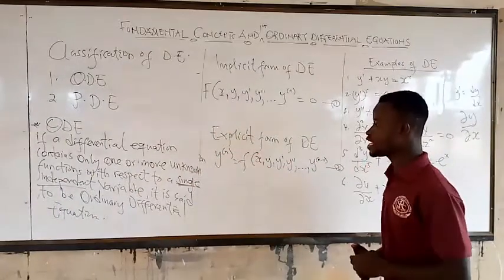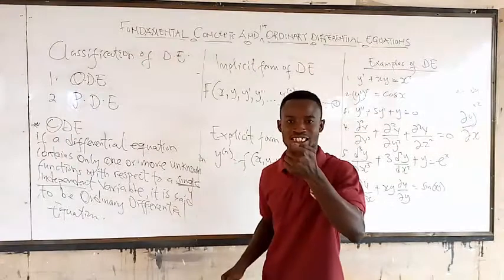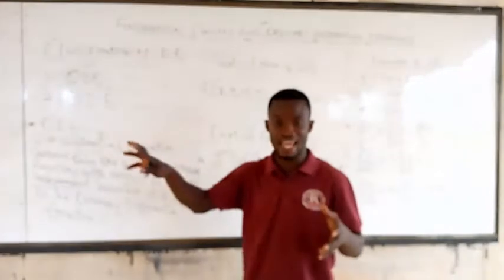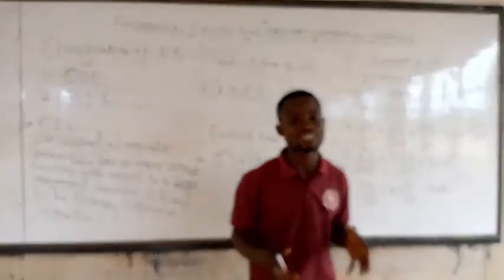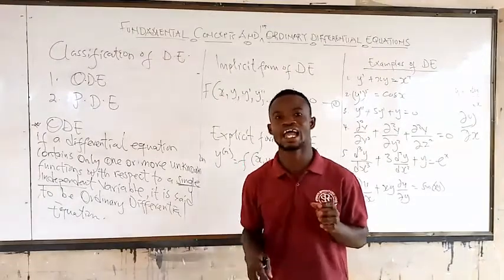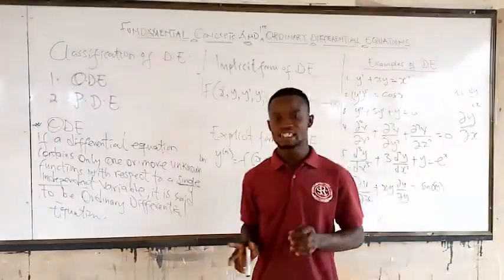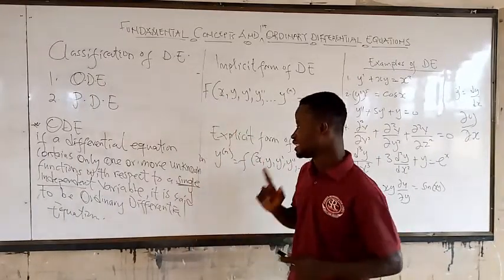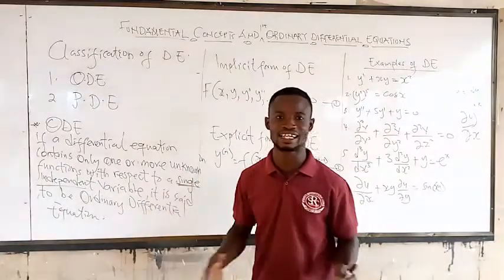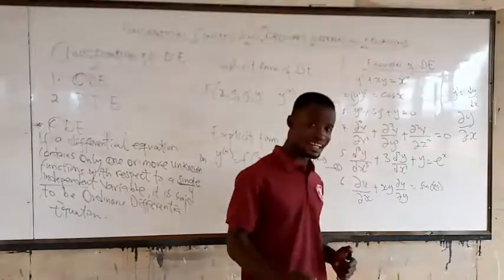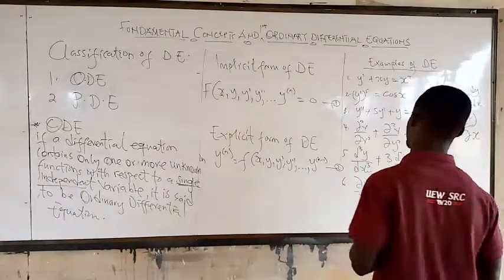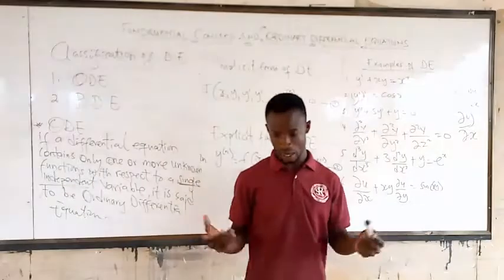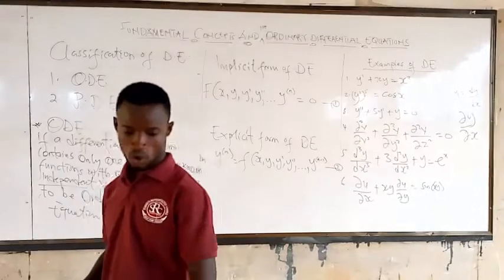Independent. So if it involves only one single variable, let's say we have a derivative of y with respect to s, or a derivative of y with respect to v or u, that means it contains only one single independent variable. So we can classify such differential equations under ordinary differential equations. Very good. You can see some of the examples here, and I will give you more examples as we go on, and you will love it.